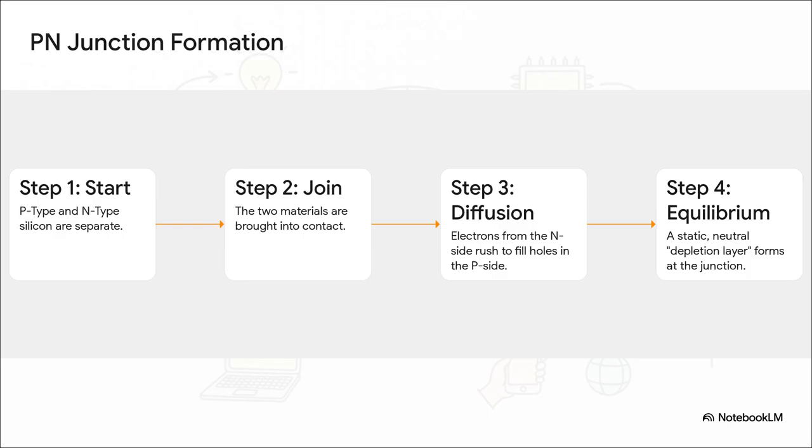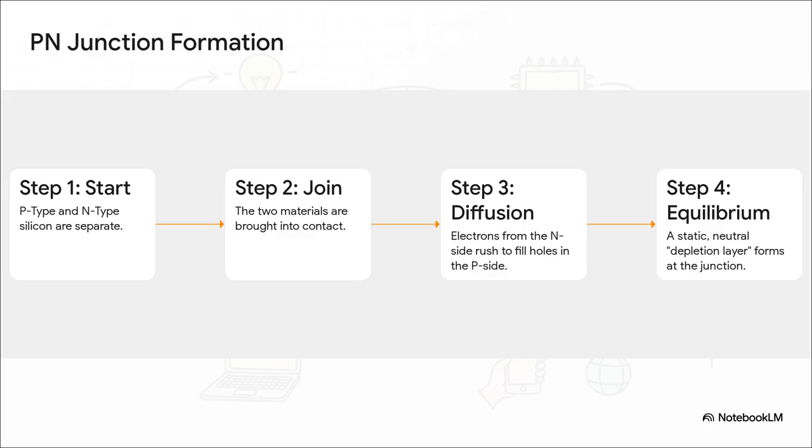Okay, here comes the magic. What happens when you stick these two pieces of silicon together? Well, it's instant chaos. Those free electrons on the N side look across the border, see all those empty holes on the P side, and they make a run for it. They rush across the boundary to fill in the gaps.